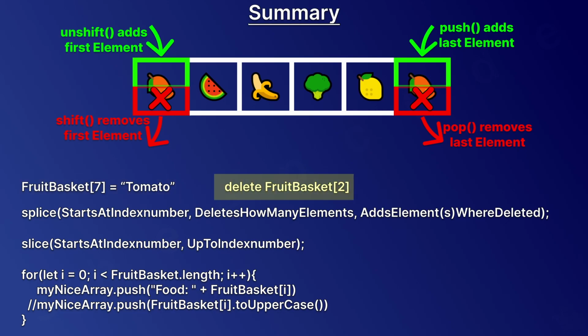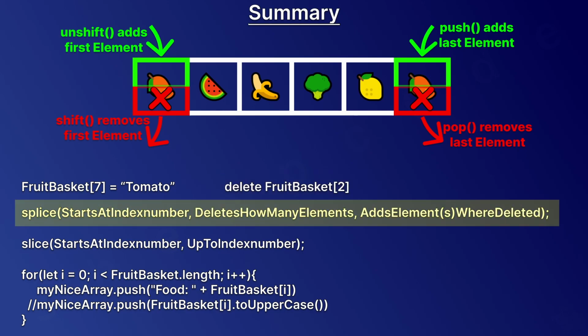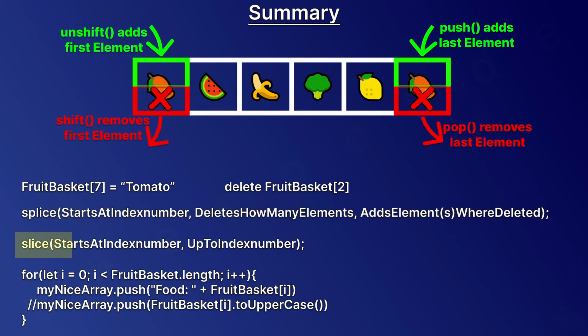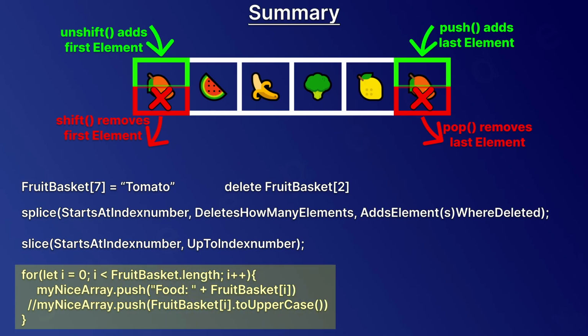We can use delete to delete elements and they get replaced with an empty element. We got splice with the syntax of start at index number, delete how many elements, and add elements where deleted. We got slice, which only copies, and the syntax is start at index number and copy up to index number. And last but not least, we can use loops. So here we see a for loop, and we can loop all of the array elements into a new array, and while we are doing this, we can modify all of these elements.